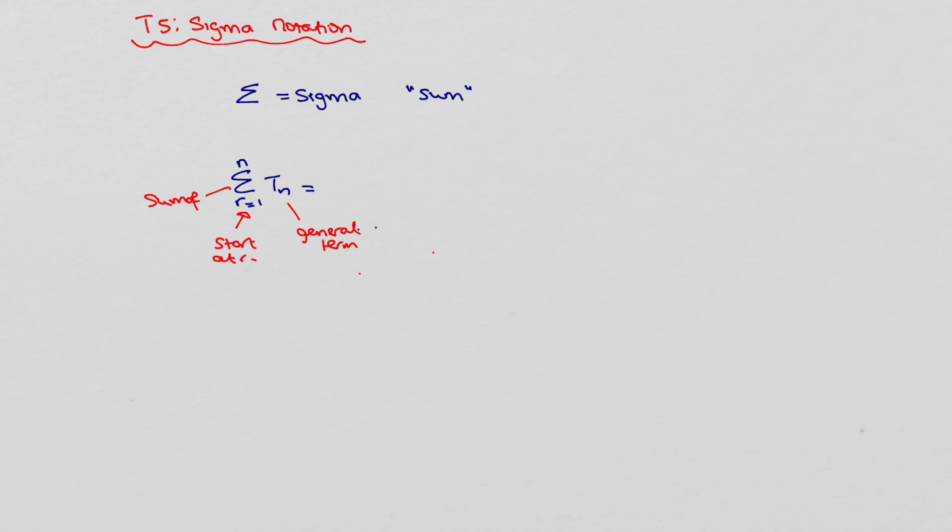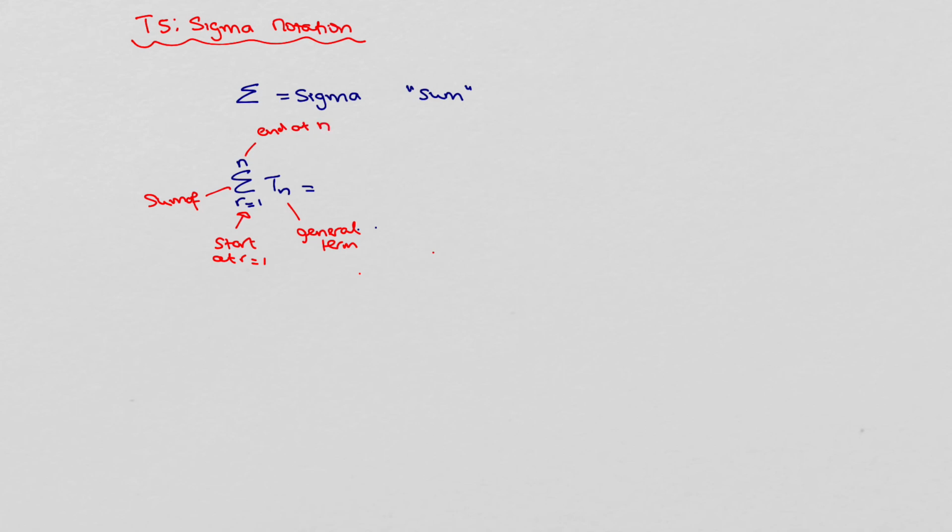So sigma is the capital Greek letter, and it is used for summing. So when we see that symbol, it tends to mean sum of. So if we were given, for instance, this symbol here, what that basically means is we're getting the sum of the terms, where T of n is our general term, starting at r equals 1 and ending at n.